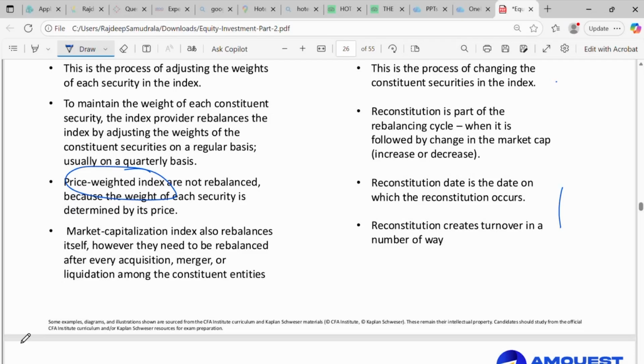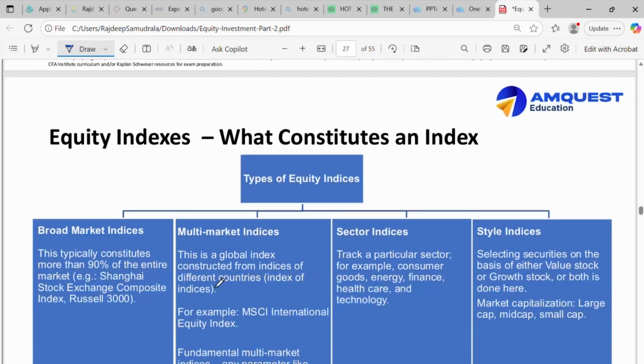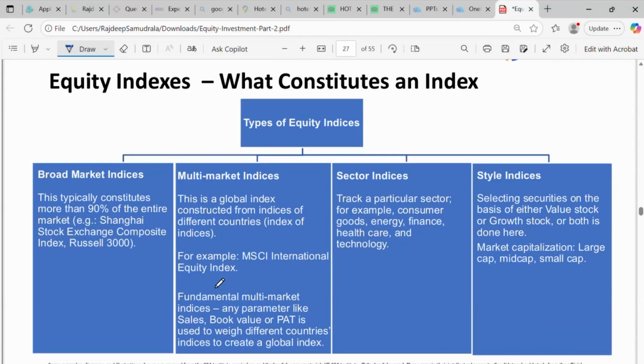But the others, let's say market capitalization itself, they will rebalance. You need to ensure that if there is any merger, acquisition, or any big thing that takes place in the number of shares and valuation, you'll have to consider a rebalancing of the portfolio by changing the weights appropriately. So that's the main difference between rebalancing and reconstitution.